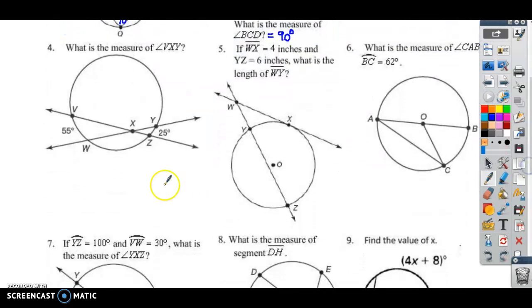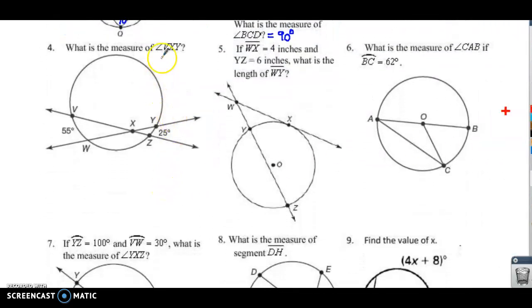Let's go on down. Number 4, what's the measure of angle VXY? We have angle VXY here. Well, I don't know that we're going to be able to use the information given. We have 2 arcs, arc VW and the measure of arc YZ, but we could use those arcs to possibly get this angle here, VXW, and then use our linear pair theorem or rule that we have and make an assessment on the measure of angle VXY from there.